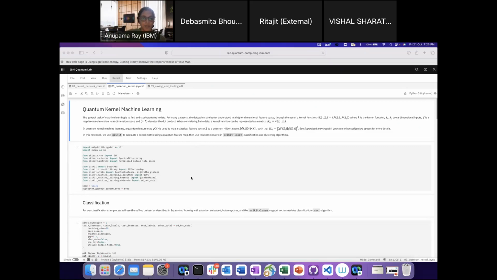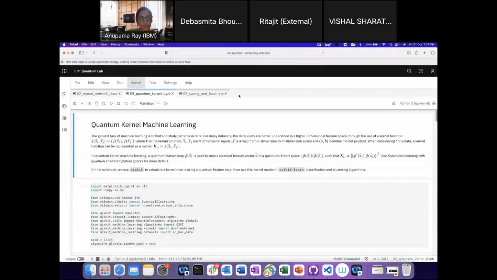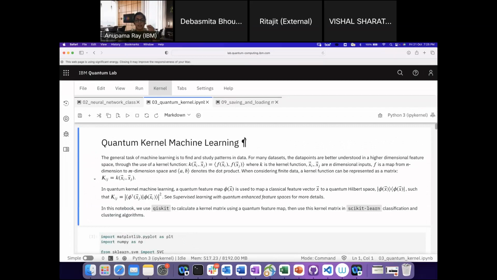Okay, so with that, this becomes now too small. I'll try to increase it a bit. And oh, there's some latency.